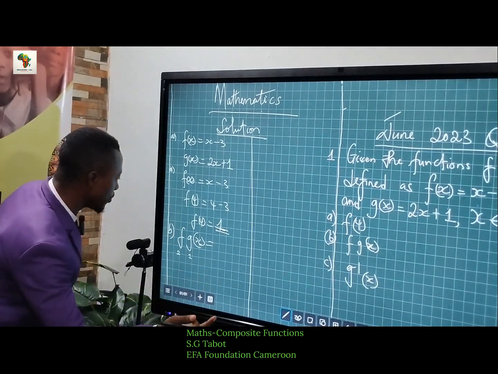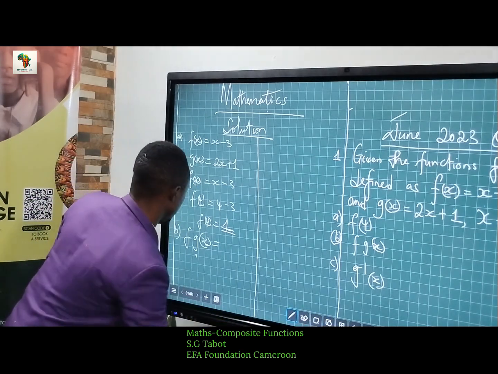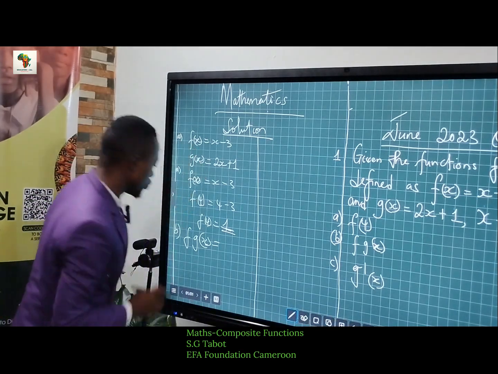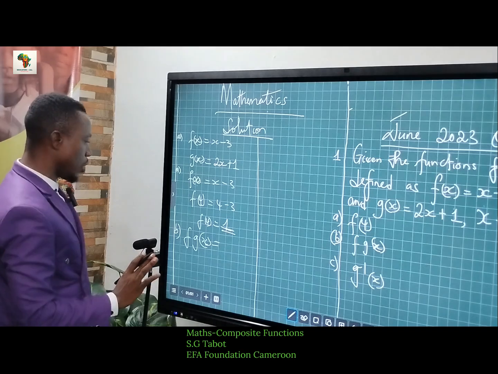So, if we have to start from the right-hand side, what will I do? I will simply copy the first. Look at what I will do.